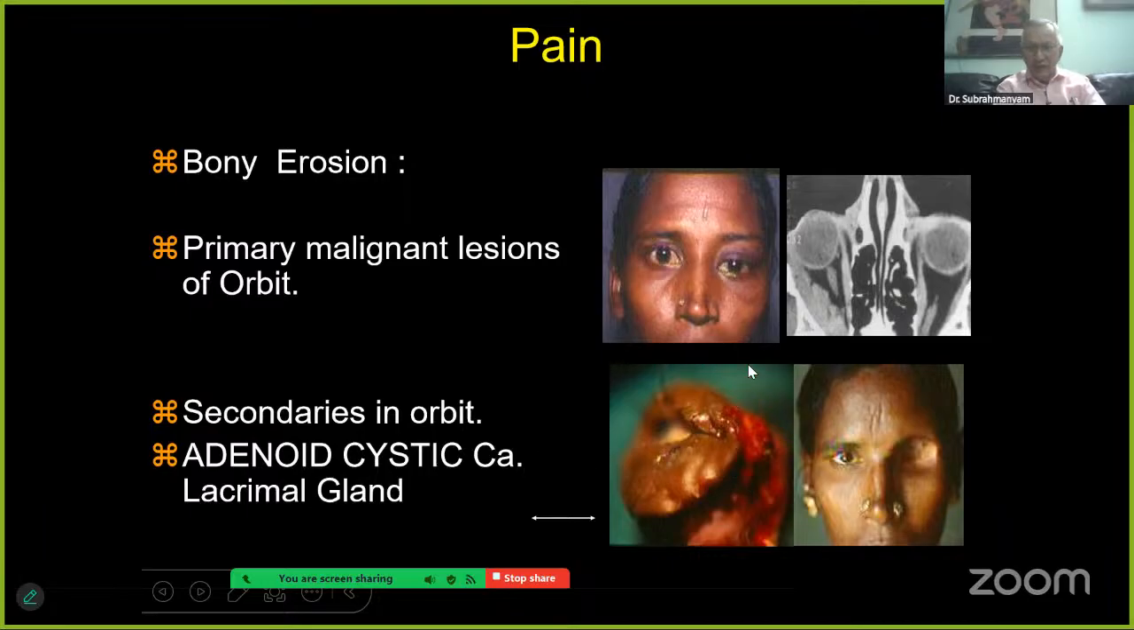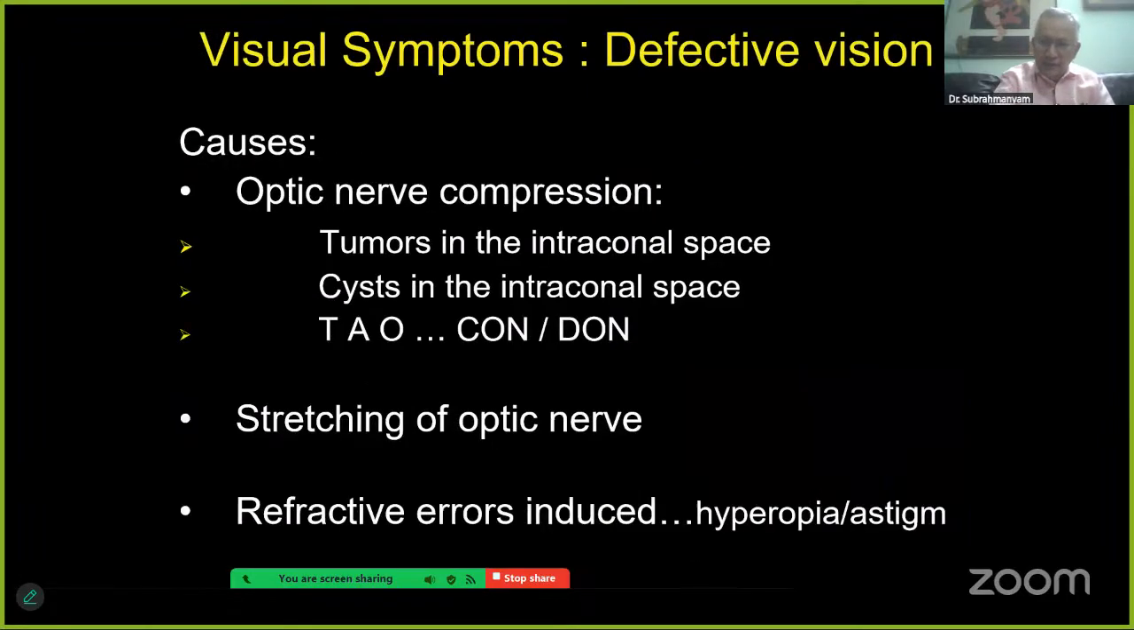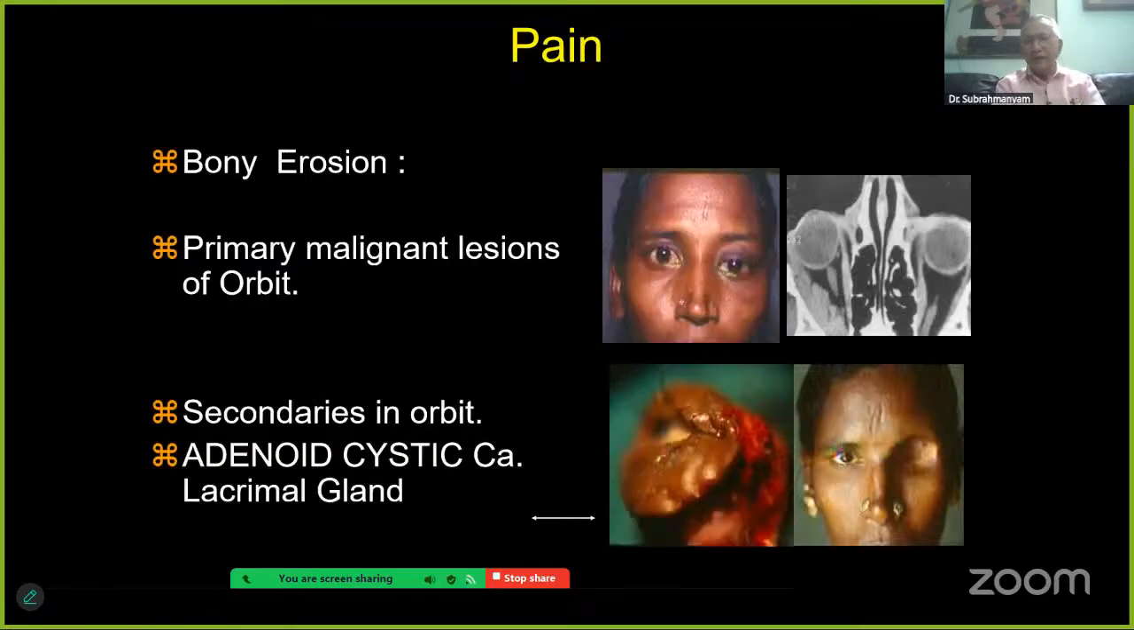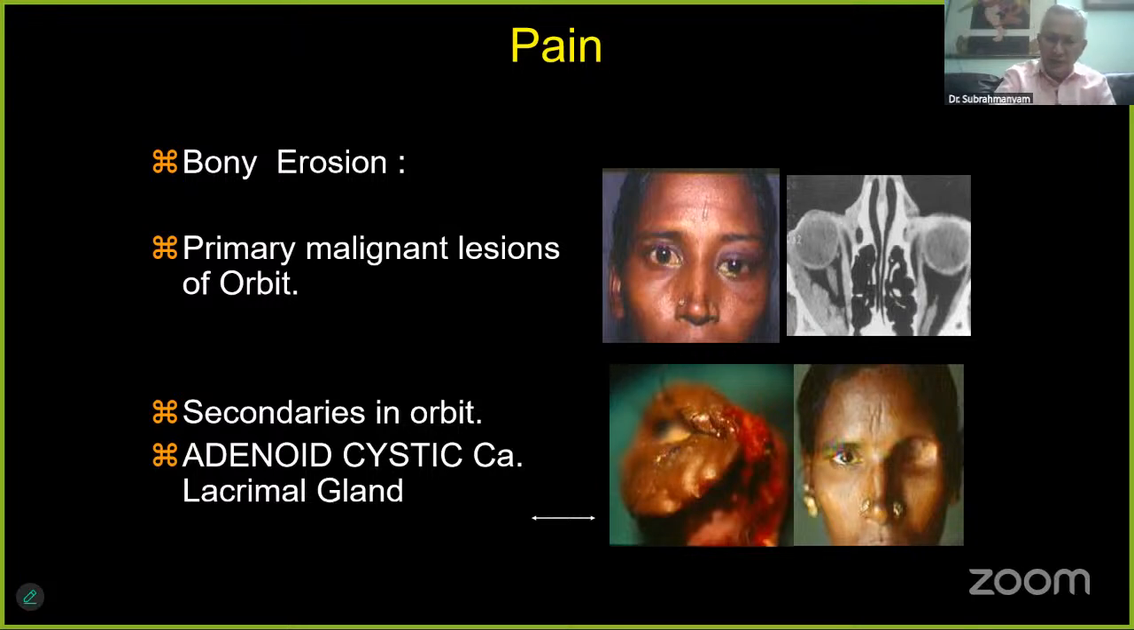So I did a biopsy and directly did an exenteration. Nowadays we are not doing exenteration. This is a case from more than 30 years back. We did an exenteration and the patient recovered very well. Nowadays we do excision of the mass and then refer the patient to an oncologist for radiotherapy and, if necessary, chemotherapy. Usually radiotherapy will benefit them.